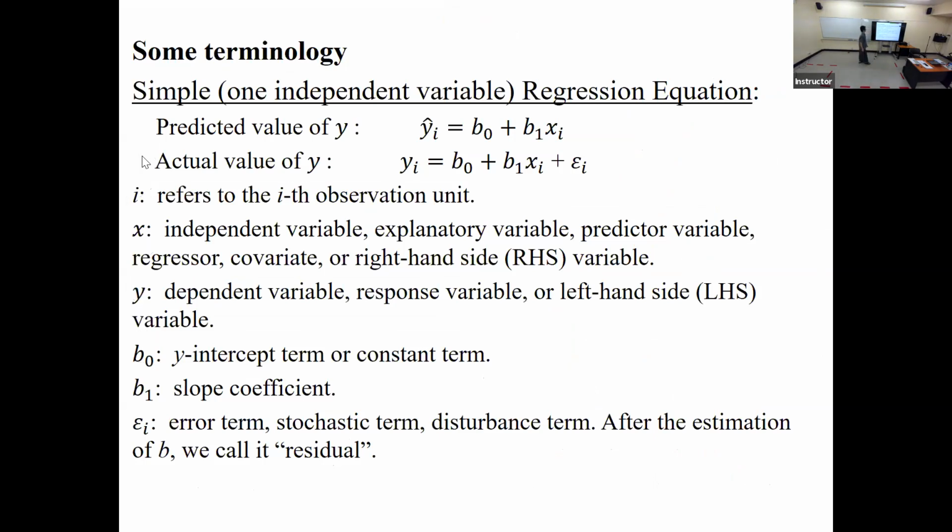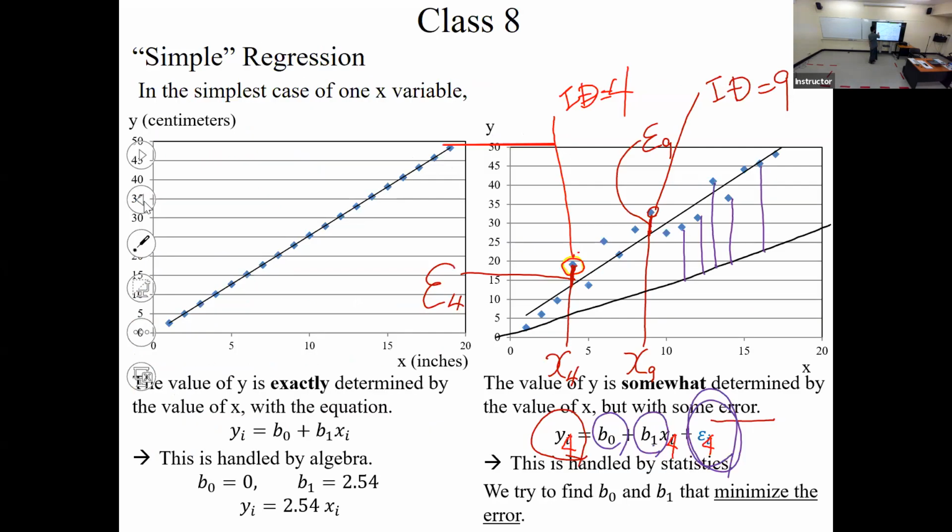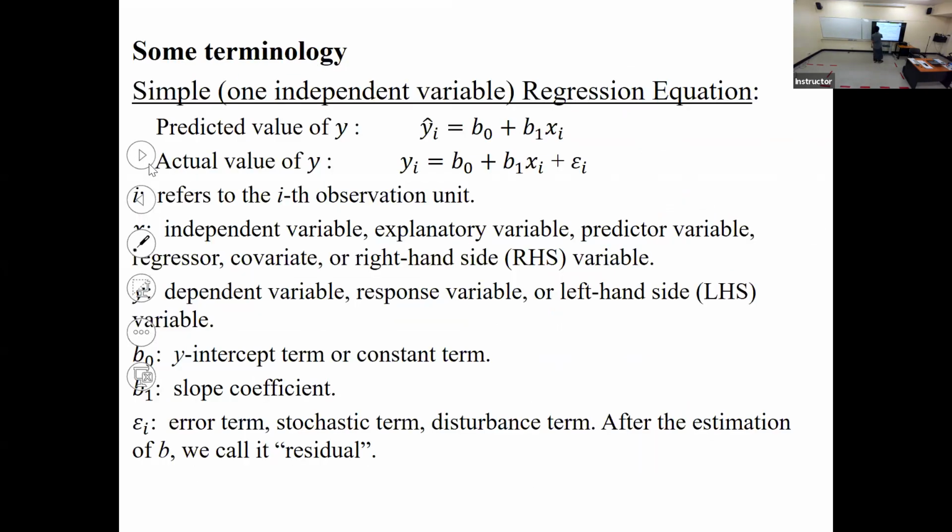Okay. So predicted value of y. We use this notation y hat. It's not y, but y hat. It means the predicted value. Once you find the coefficients b0 and b1, and then you specify the x value, then you can predict the y value. So that is basically this straight line relationship. So that one has no error.